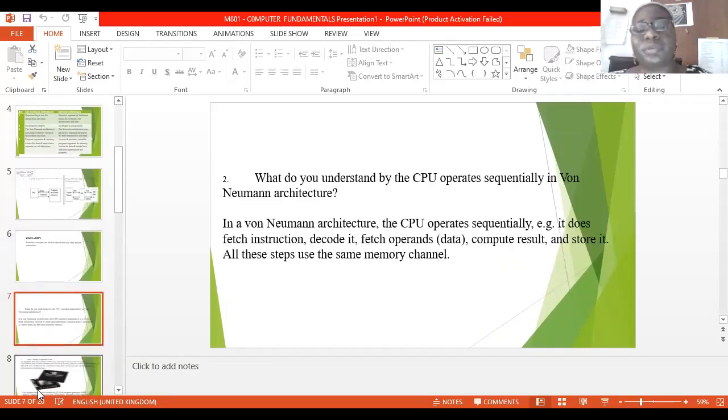Question number two: what do you understand by the CPU operating sequentially in von Neumann architecture? In a von Neumann architecture, the CPU operates sequentially. It fetches instructions, it decodes, it executes instructions and stores the results also.